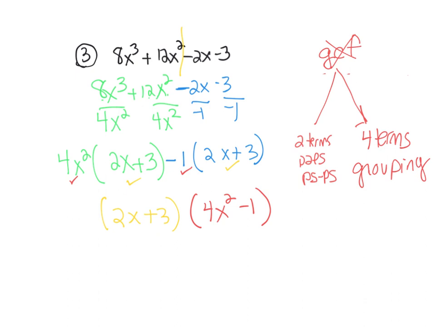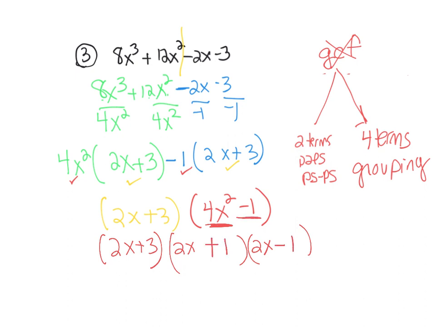If I look at the second one here, 4x squared is a perfect square. We have a difference, so we have a minus sign, and then we have a 1, which is a perfect square. So what this tells me is that this 2x plus 3 is going to stay as my answer, but then this 4x squared becomes 2x times 2x, and this negative 1 becomes positive 1 and negative 1. And so that is going to be our final answer.